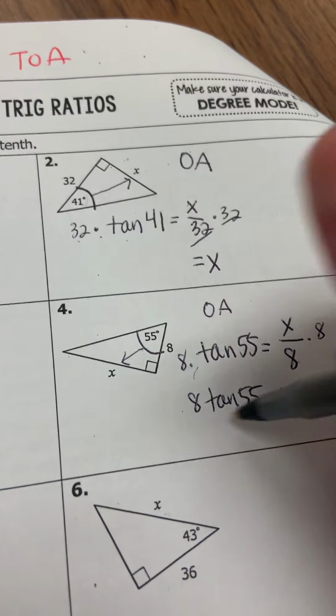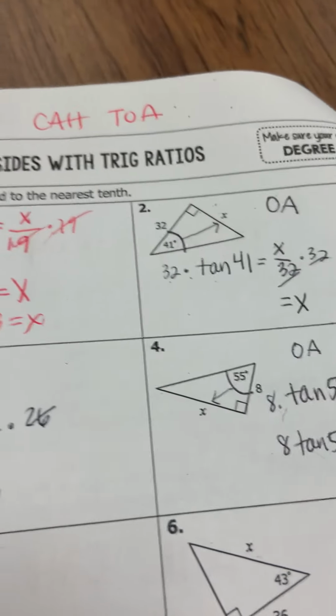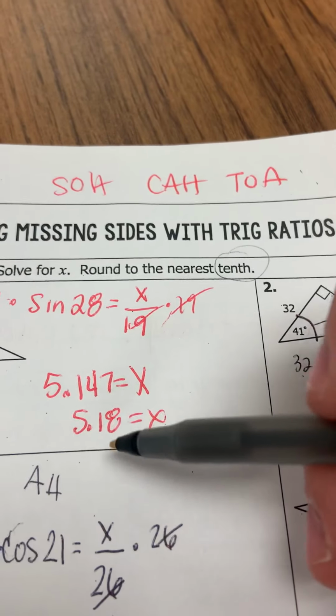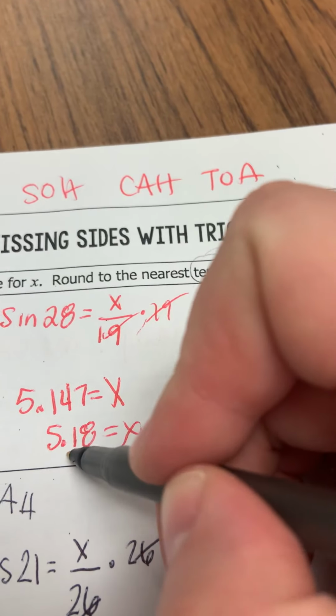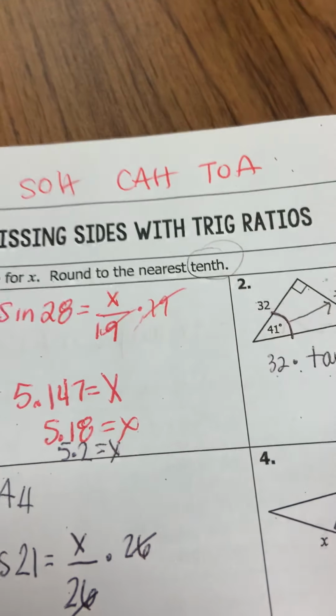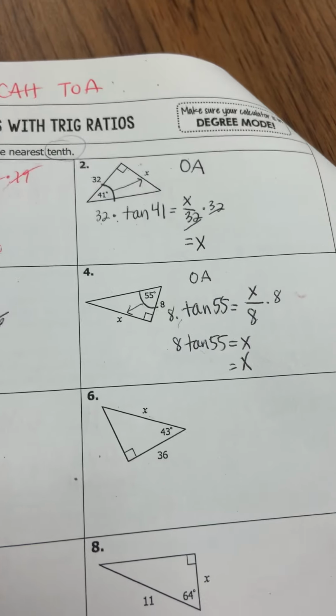And once again, you can do that in your calculator. So you'll get x equals some number. And I think they ask you to round to the nearest tenth, which is 1 decimal place. So actually I screwed up over here. It should be 5.2 equals x. So, okay.